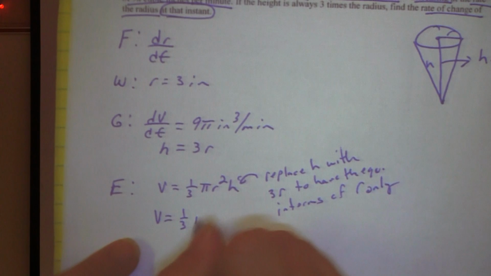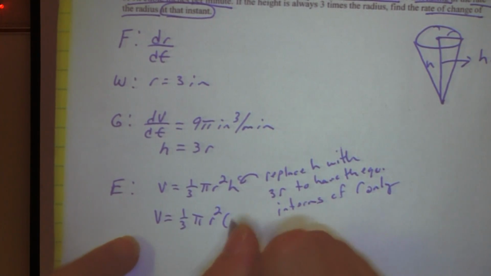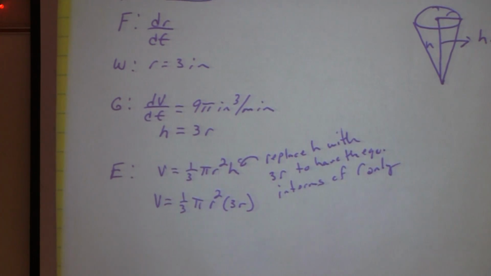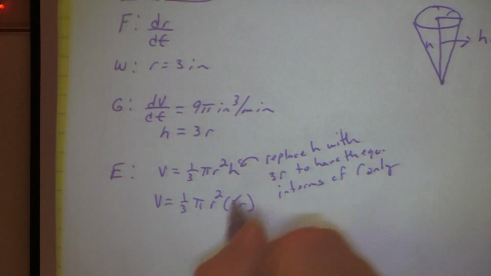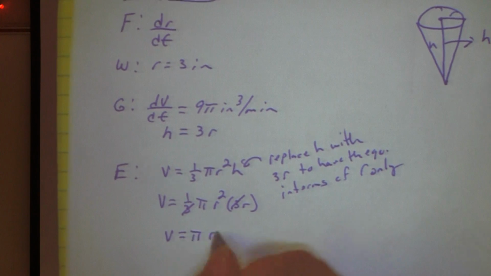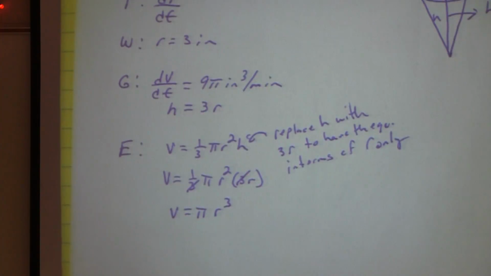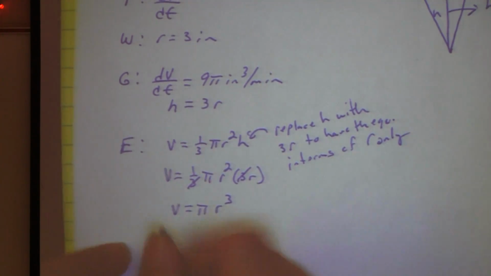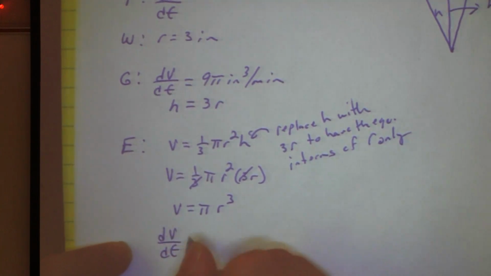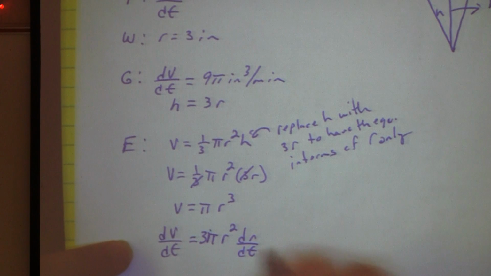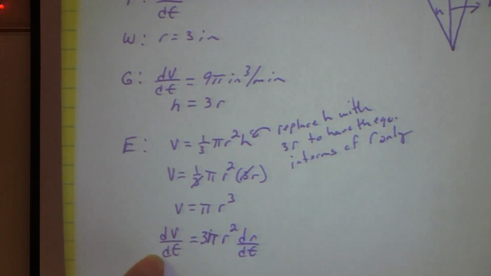Volume equals 1/3 pi r squared times 3r. Okay. What happens with this 3 and this 3? Cancel out. Okay, what's r times r squared? R cubed, right? Yeah, sorry. Okay. So now can I differentiate it and end up with things that I have or that I want? Yeah. So this gives me dV/dt equals 3 pi r squared dr/dt.